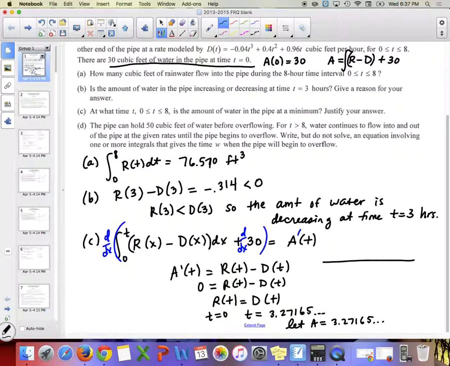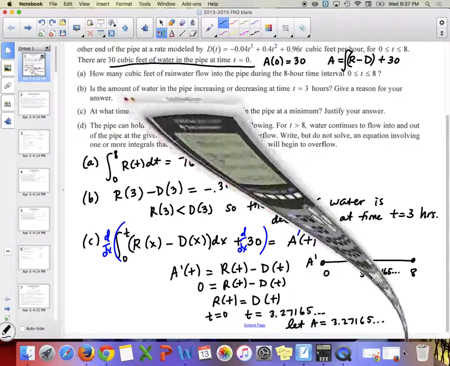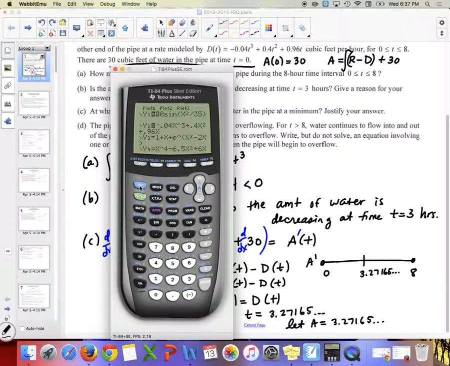And then typically I do a little test. I say, okay, I'm on the interval 0 to 8. I'm thinking about A prime. I have critical values at 0, but also 3.27165, right? And I'm going to test in each interval. So if I test, let's say, 1 into A prime, that's r of t minus d of t. So what is r of 1 minus d of 1? We would need to find that.